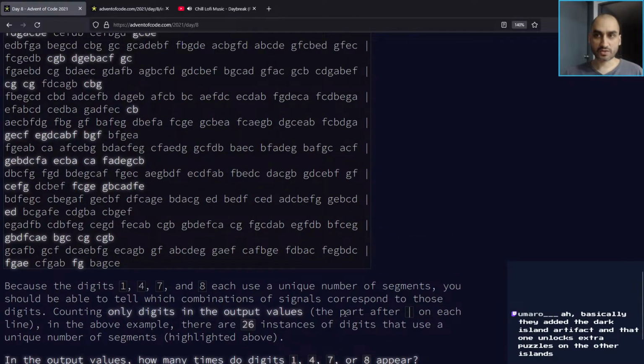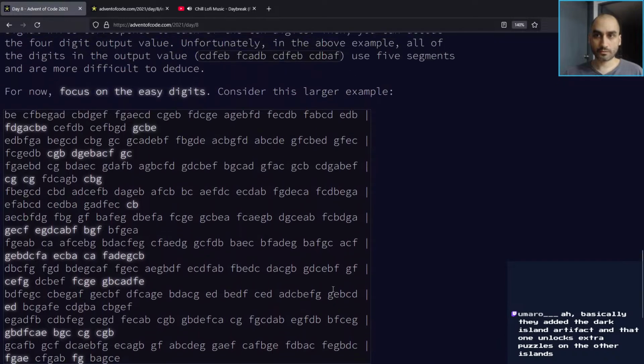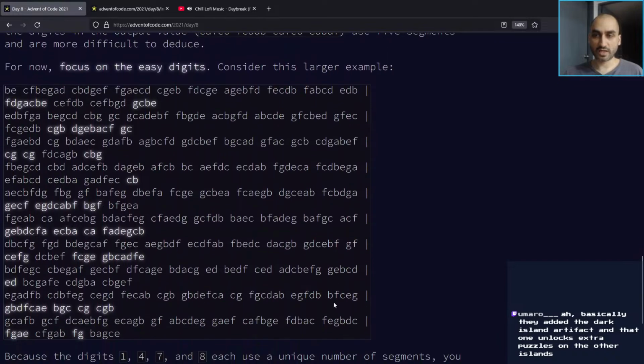Because the digits... Basically, they added the Dark Island artifact, and that one unlocks extra puzzles on the other islands. Okay.